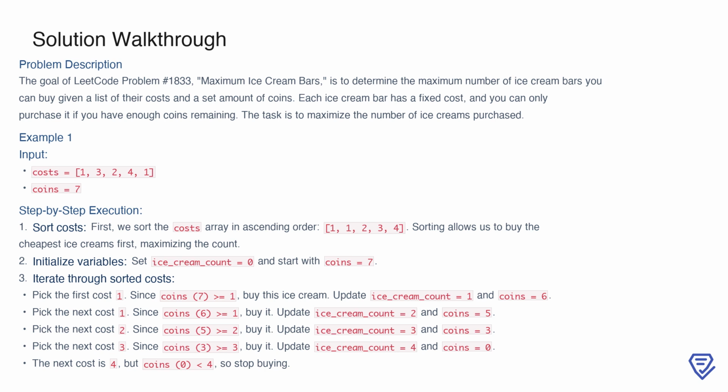We initialize a counter ice_cream_count to 0 and start iterating through the sorted list, subtracting the cost of each ice cream from our available coins. For the first cost of 1, we have enough coins, so we buy it, increment the count to 1, and reduce the coins to 6. For the next cost of 1, we repeat the process, increasing the count to 2 and reducing the coins to 5. Continuing this way, we buy the next cheapest options, 2 and 3, until we run out of coins. At the end, we have purchased 4 ice creams, and the remaining coins are 0. Thus, the output for this example is 4 ice creams.